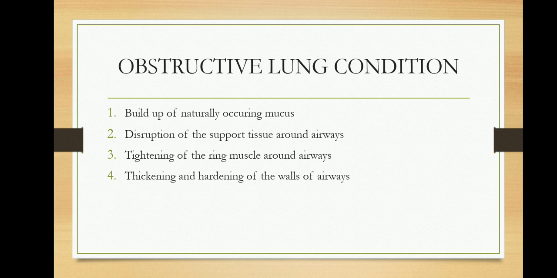Then other obstructive lung conditions include buildup of naturally occurring mucus, disruption of support of tissue around airways, tightening of the ring muscle around airways, thickening and hardening of the walls of airways.